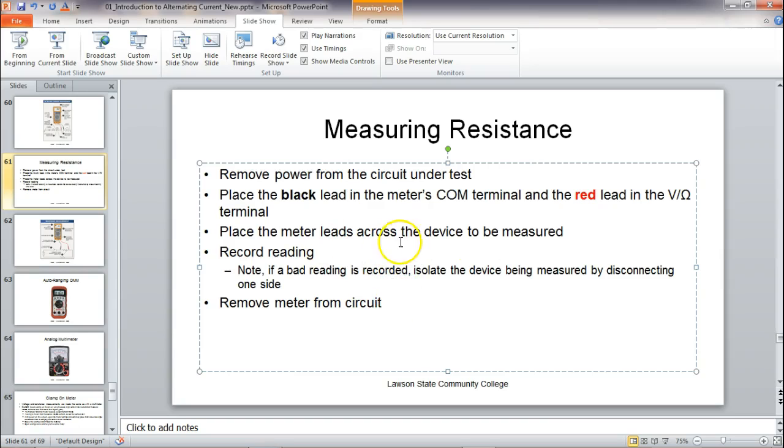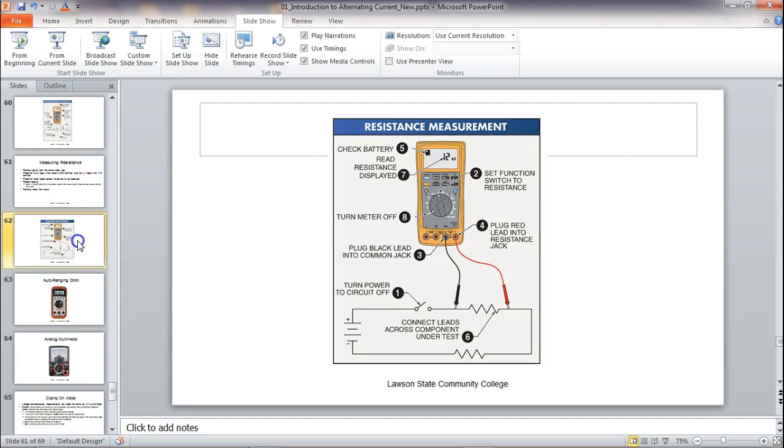If you turn power on, you could definitely damage your meter. You might even damage the circuit. Okay, so this is the way we measure resistance. Now we notice here that the power is turned off. Okay, the power is turned off.